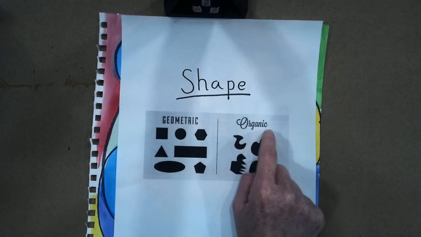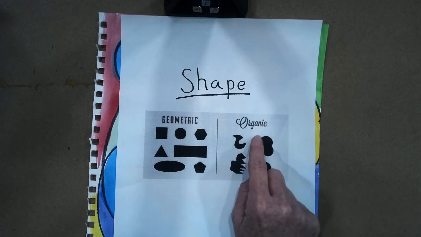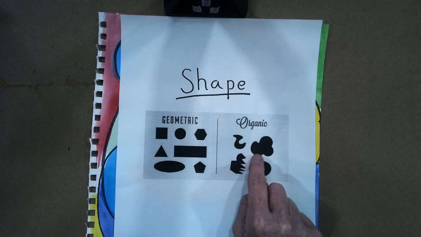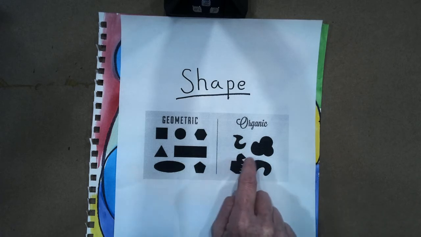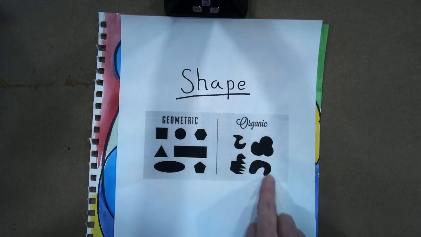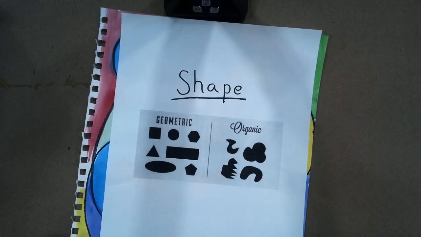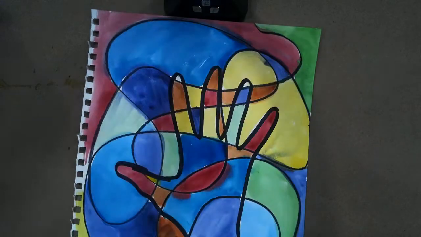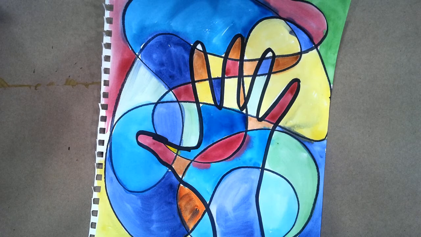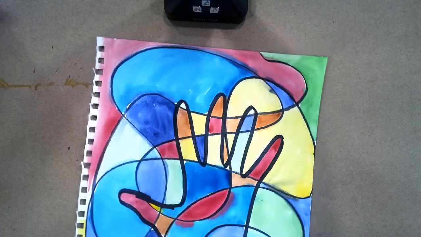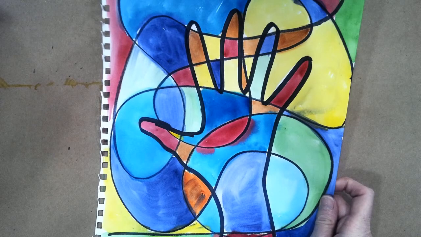But organic shapes are different. Organic shapes do not have names, and they have unusual edges. Some may have curved edges. Some may have more zigzagged edges, but organic shapes essentially do not have names. So today what we're going to do is take some organic shapes and put them together. In fact, we're going to take a curved line and turn it into an organic shape.